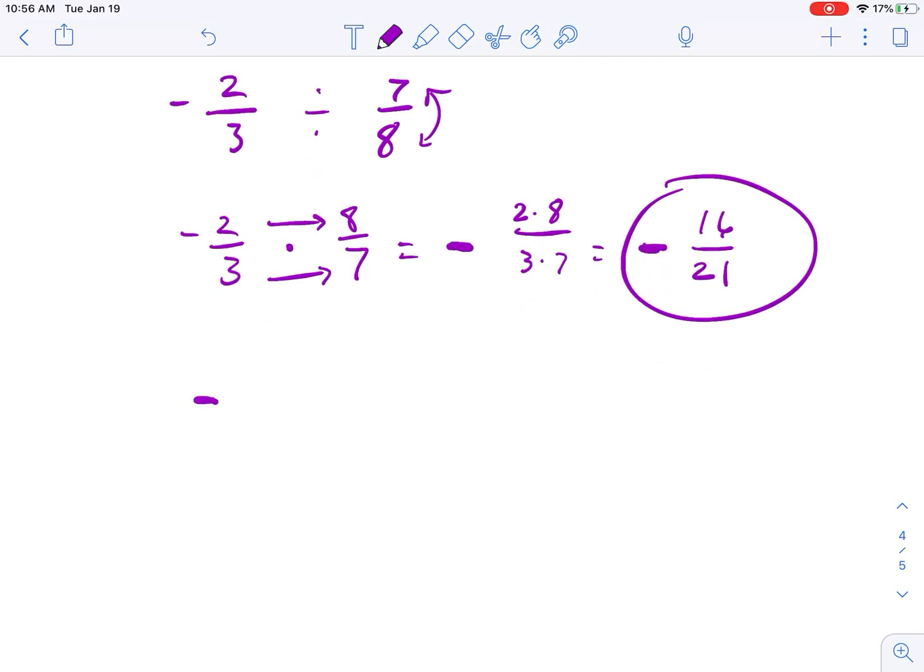So if you have any questions, please let me know. One last reminder is that a negative times a negative is a positive. Negative times a positive is a negative. And a positive times a negative is a negative. Remember, you should be memorizing this. You should have that memorized by now. And that's for multiplication and division.